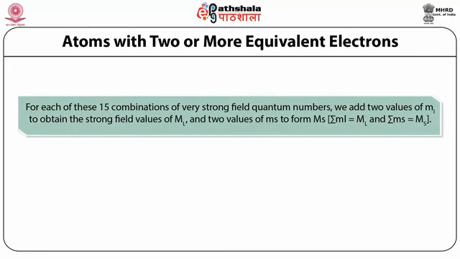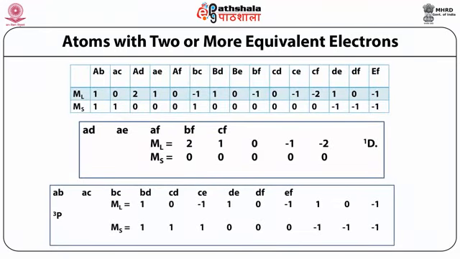For each of these 15 combinations of very strong field quantum numbers, we add 2 values of Ml to obtain the strong field values of Ml and 2 values of Ms to form Ms, so that sigma Ml is equal to Ml and sigma Ms is equal to Ms. All these have been described in the table, where we have written Ml and Ms values for AB, AC, AD, AE, AF, BC, BD, BE, BF, CD, CE, CF, DE, DF, and EF. So we get different levels.